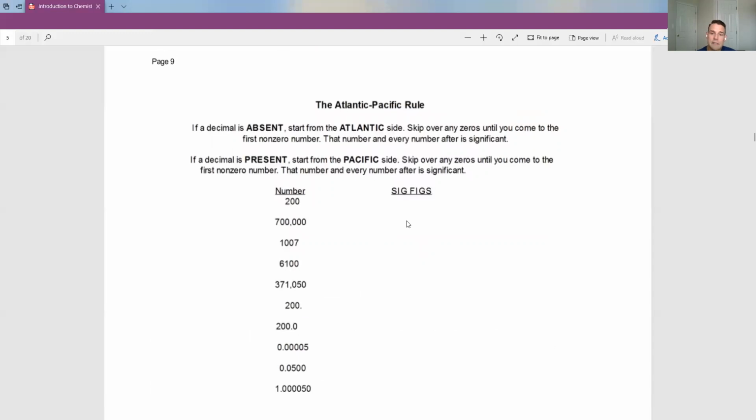Now, no one likes to just remember the individual rules, so there is one rule that encompasses all of them. It's called the Atlantic Pacific rule. If there is a decimal absent, you start from the Atlantic, the right side of the number. We skip over any zeros until we come to our first non-zero number. That number and every number after it is significant.